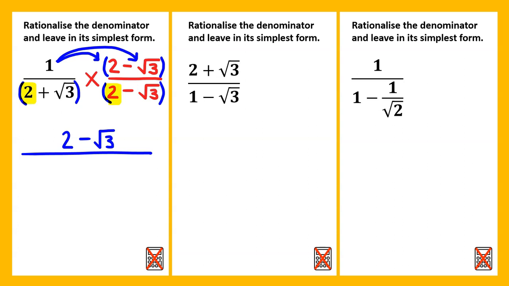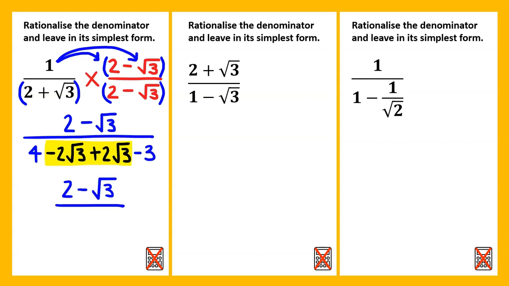2 multiplied by 2 is 4. 2 multiplied by negative root 3 is negative 2 root 3. Root 3 multiplied by 2 is 2 root 3. And root 3 multiplied by negative root 3 is negative 3. Simplifying will mean that these middle terms, when we collect like terms, will cancel, leaving us with 2 minus root 3 as the numerator. And then we'll just need to do 4 take away 3 for the denominator, which is 1. Anything over 1 stays the same, so our final answer would be 2 take away root 3.